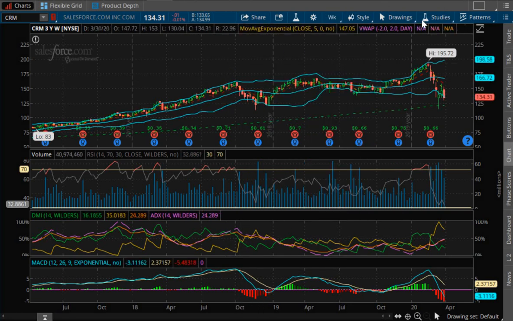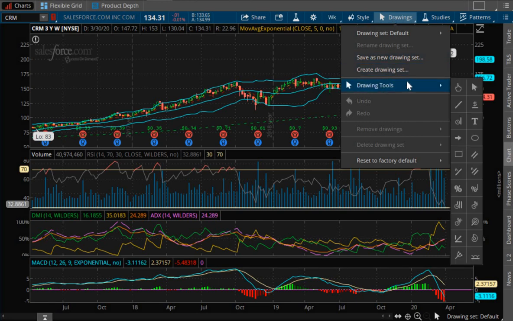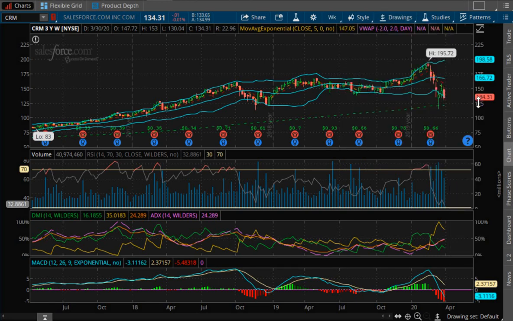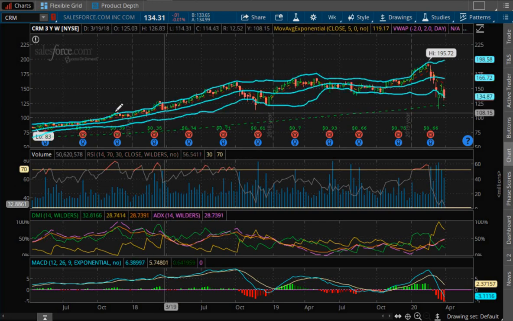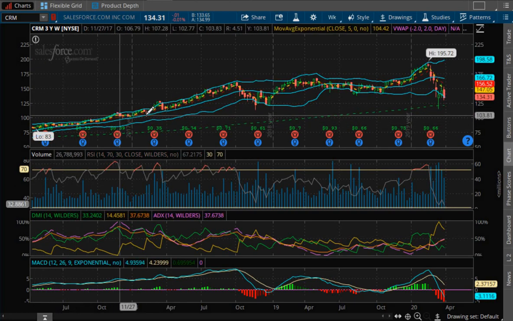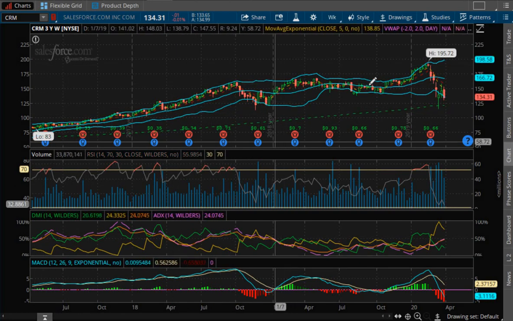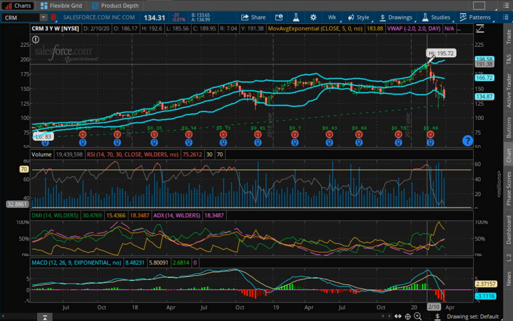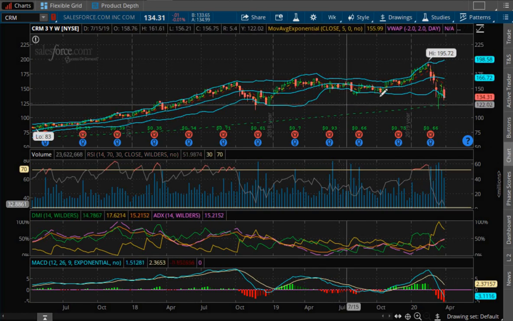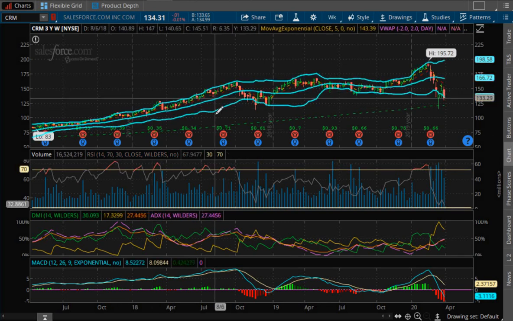So to get started, what I like to do is go over to drawing tools here and use this. What this does is draw a straight line. So going into this, you can see this slow ascending channel up to here, finally getting some side-to-side movement. And as you guys can tell, during this recent sell-off, CRM has taken quite a big hit. So here's the first level I see.